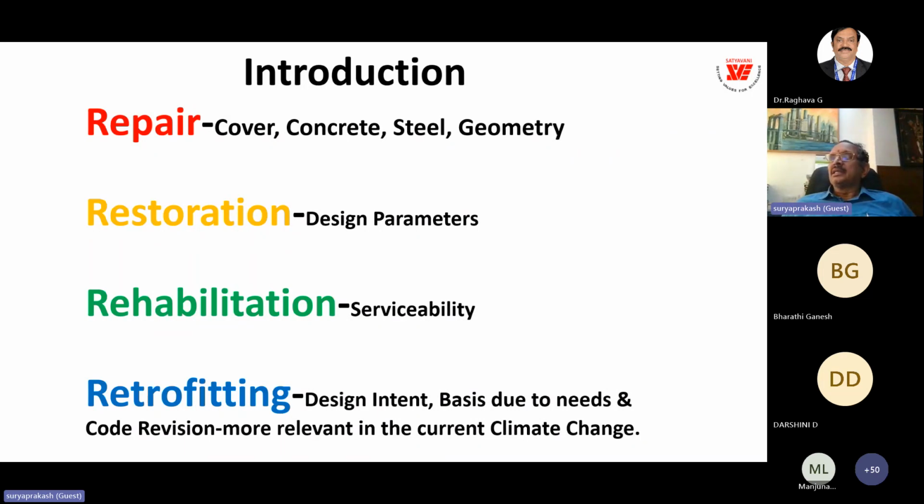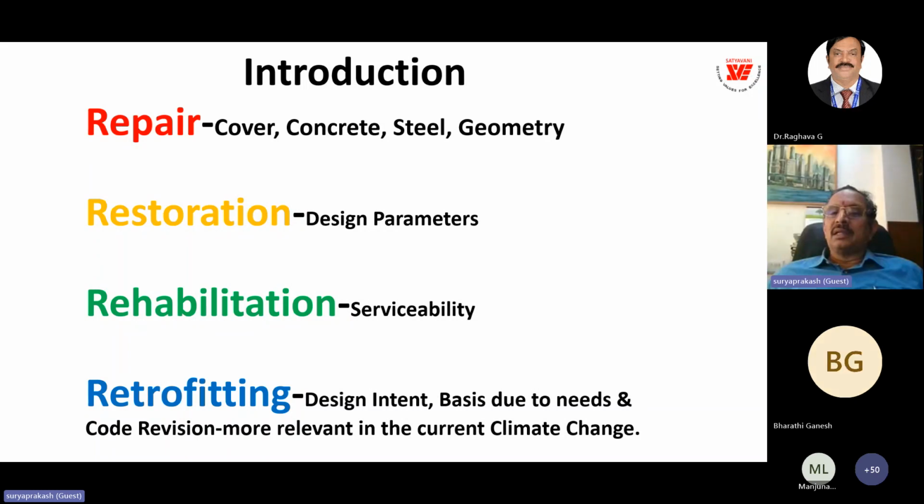Next is the rehabilitation. After repair and restoration, the structure gets rehabilitated for its serviceability. We all know the serviceability conditions of the structure, particularly the deformation and then the strength aspects of the structure. Finally, what is retrofitting?